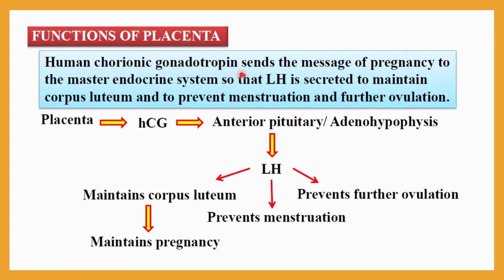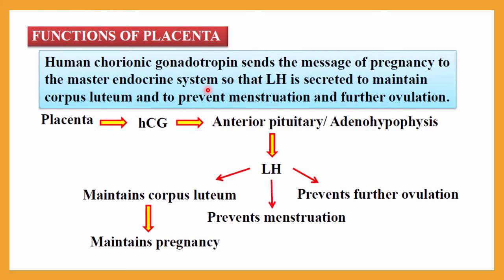After production, it will send the message of a pregnancy. As a result, it will send the message to the master endocrine system. And you know very well what the master endocrine system is? The pituitary gland. So it will send a message of pregnancy to the master endocrine system. That means it will send the message to the pituitary gland, and as a result LH will be secreted. You know very well this master endocrine system includes the pituitary gland as well as the hypothalamus.